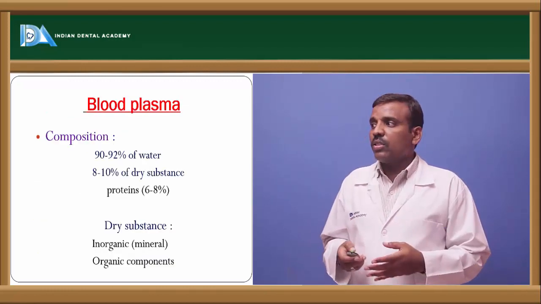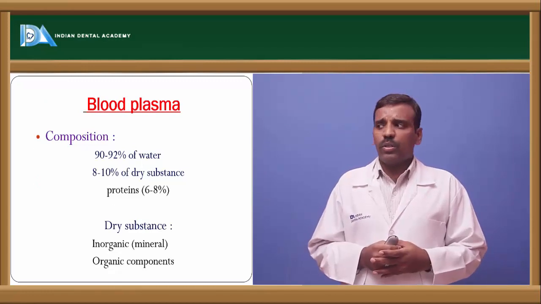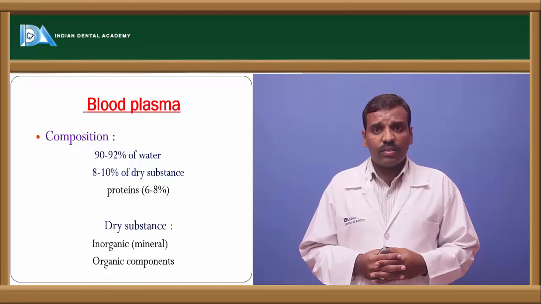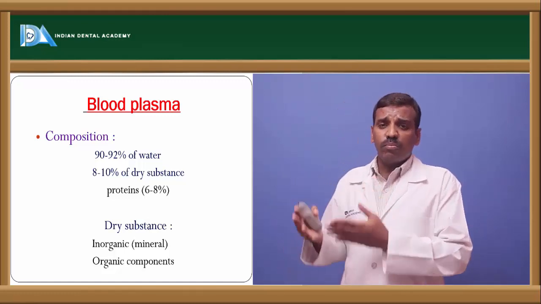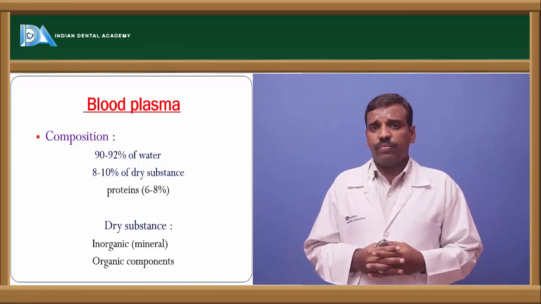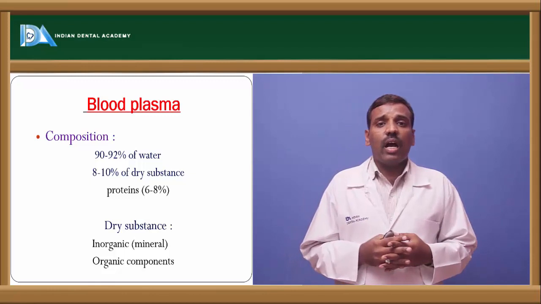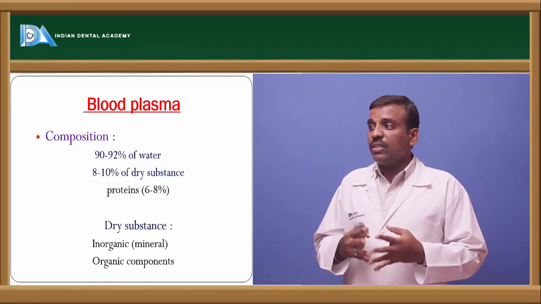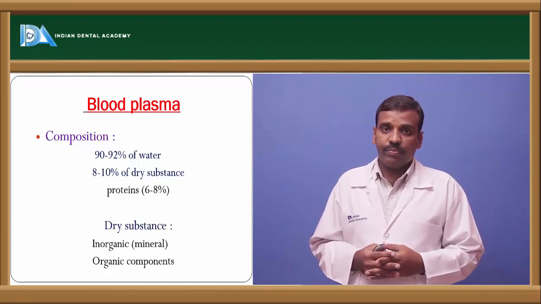And next, the blood plasma. If you see the plasma composition, 90 to 92% water is present in the plasma, and 8% solids are present. In these solids, the proteins are the main component, about 6 to 8%, and the dry substances are organic and inorganic substances.